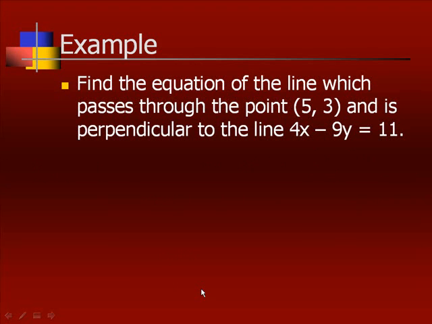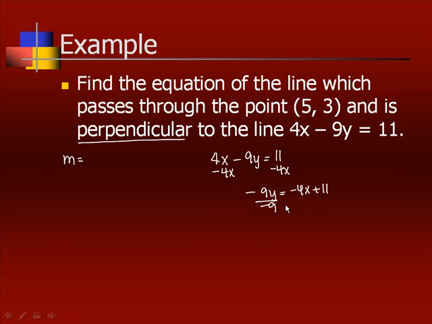Find the equation of the line which passes through the point 5, 3 and is perpendicular to 4x minus 9y equals 11. Now remember, the parallel and the perpendicular, that's how we're going to find our slope. So we're going to take the equation 4x minus 9y equals 11, get it in y equals form, so we get -9y equals -4x plus 11. I guess we could have gave you some easy ones.